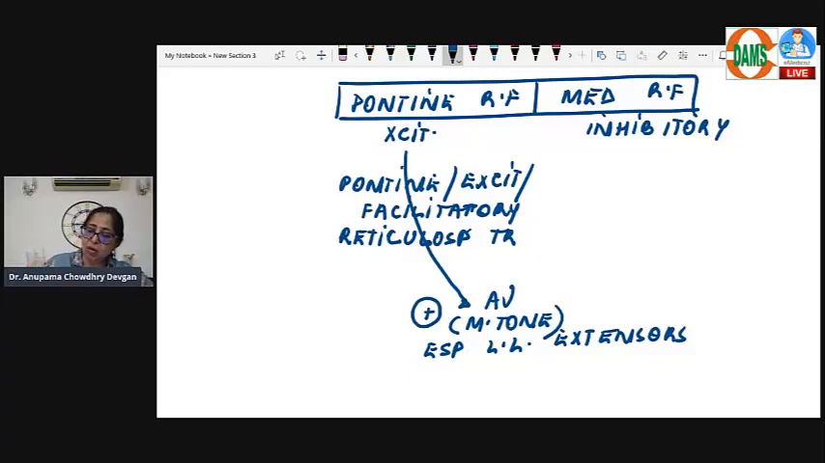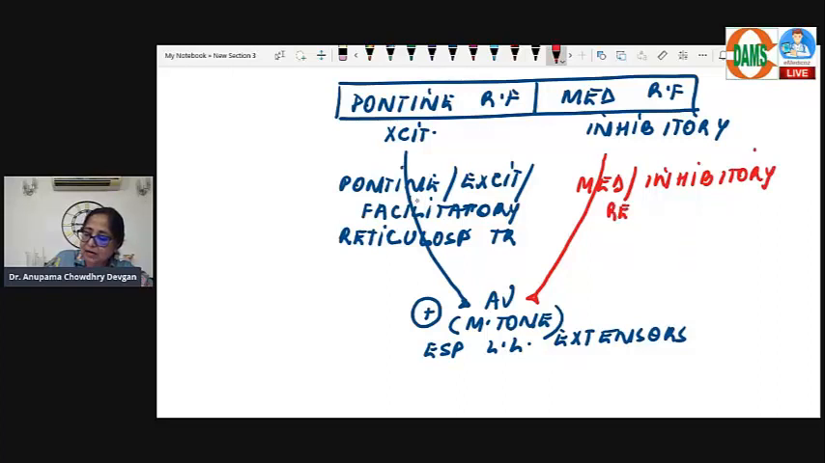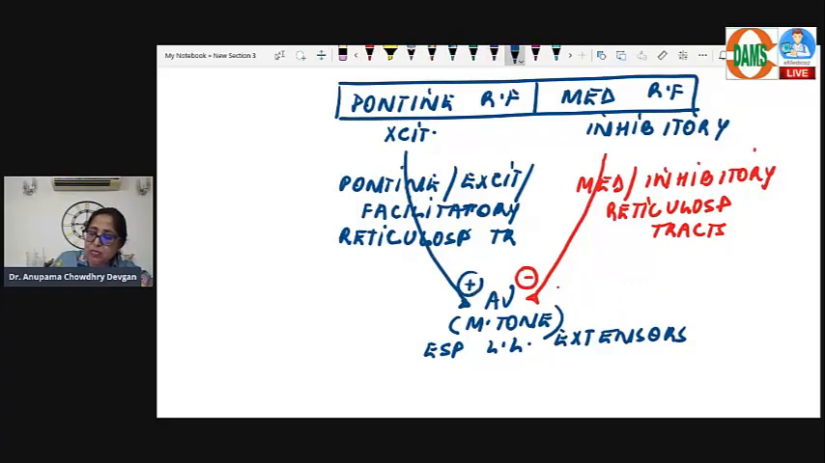The medullary or the inhibitory reticular formation will give rise to a tract which is known as the medullary or the inhibitory reticulospinal tract. This inhibitory reticulospinal tract will inhibit the A-gamma activity. Pontine tract will increase the muscle tone. The medullary tract will decrease the muscle tone.